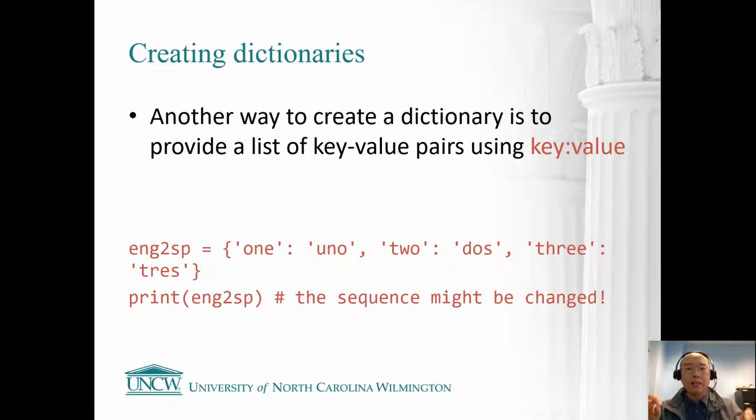If we are here going left, we will see the index -1, and going to the right side, we are going to see the index +1. So those items are all ordered. However, for a dictionary, Python doesn't really keep the order. So even though we created the three key value pairs this way, when you print that, you may find the sequence of the key value pairs might be changed. However, one is always uno.